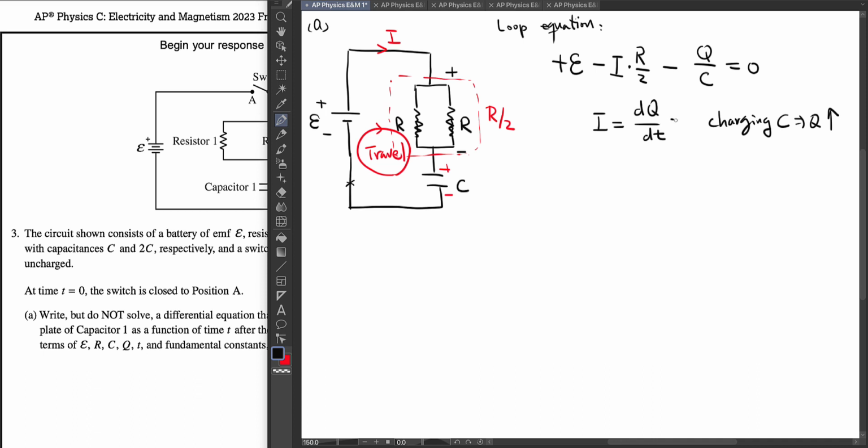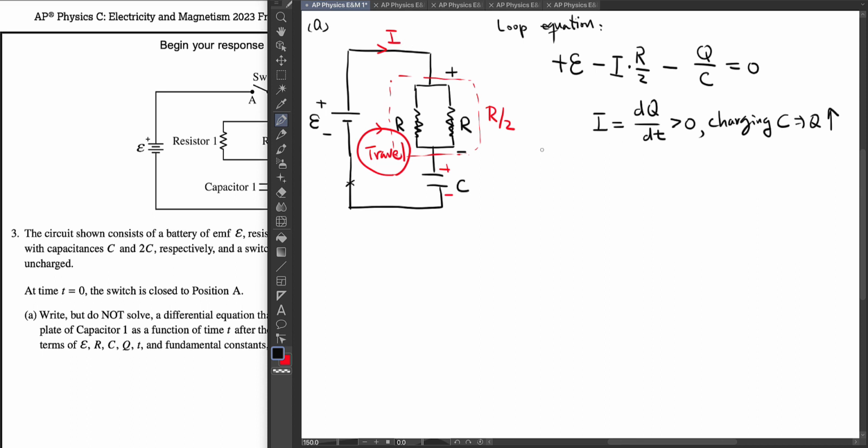So dq/dt is positive. Right? As a function of time, Q is increasing, so dq/dt is positive. That means that the current should be positive. So that's why it's important that you assume a current direction this way, because that is the correct current direction. So when we solve the differential equation here, I should get a positive value for this I.